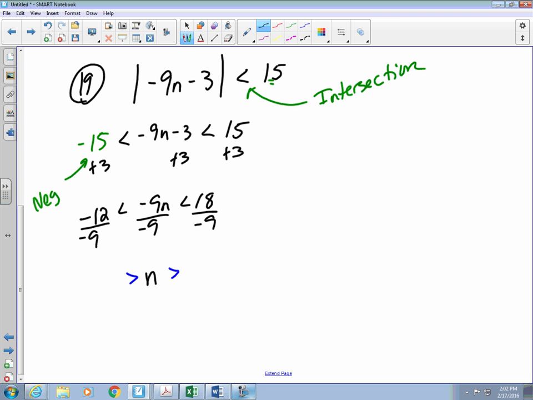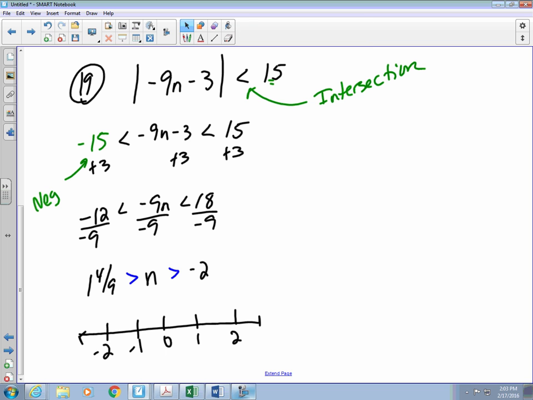Now, here we have -2. Here we have 1 4/9. It's positive because you have 2 negatives. So 9 goes into 12 one time with 4 remaining. So now that's in between. We can always cheat too when it comes to the graph, as far as it's always got to be coming together. So if I read it one at a time, I'll do this one.